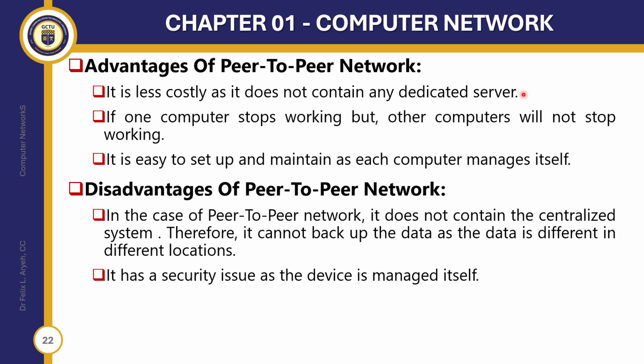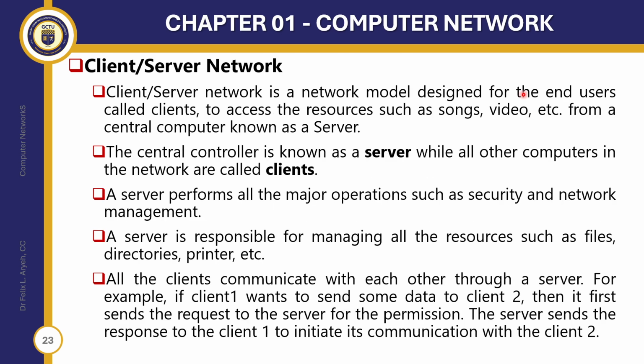Now, in terms of the disadvantages, because the peer-to-peer network does not contain a centralized system, when one of the computers that contains the resource goes off, it can affect the other computers. We cannot back up the data as the data is different in different locations. That is a disadvantage, and it has a security issue as each device is managed by itself. So that is a disadvantage of a peer-to-peer network.